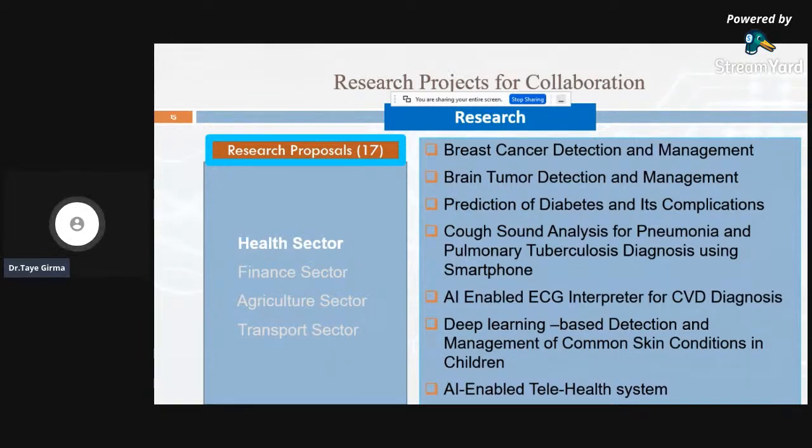Another project that we have identified with the hospitals is an ECG interpreter. We have very limited cardiologists here in Ethiopia. For example, we have only 1 neurologist in the country for the 100 plus million population. The other is the most common skin diseases in Ethiopia, which majorly affect children. On that, we are also aggressively collecting data to develop a deep learning model which can detect and enable us to manage the diseases. And, as I have already mentioned, we are also working on the telehealth system.